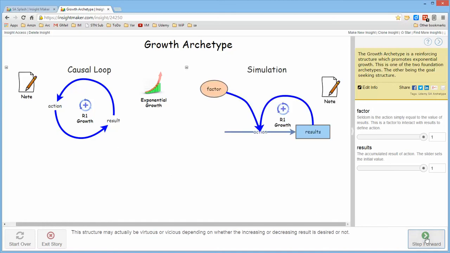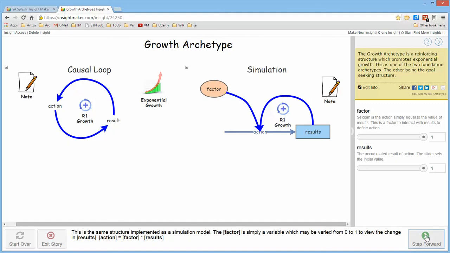Now, moving forward, we talk about this in a simulation version of the structure, where this is the result, this is the action, this result influences the action, and here we've simply added a factor that can be varied from 0 to 1 to provide a sense of the implication of the action. What happens when you vary the percentage of the action that contributes to the result. So here the action itself is defined as the factor times the result.